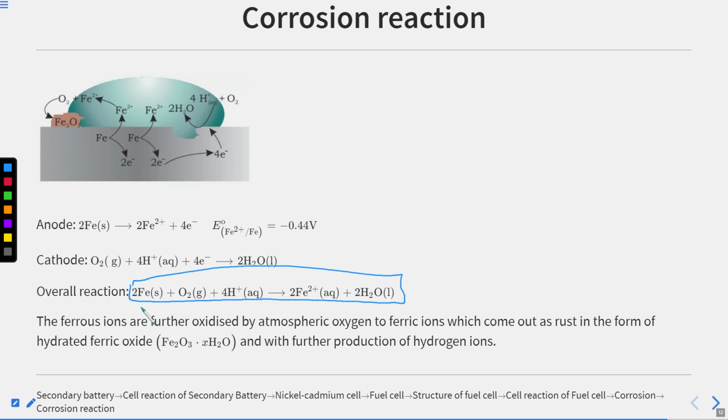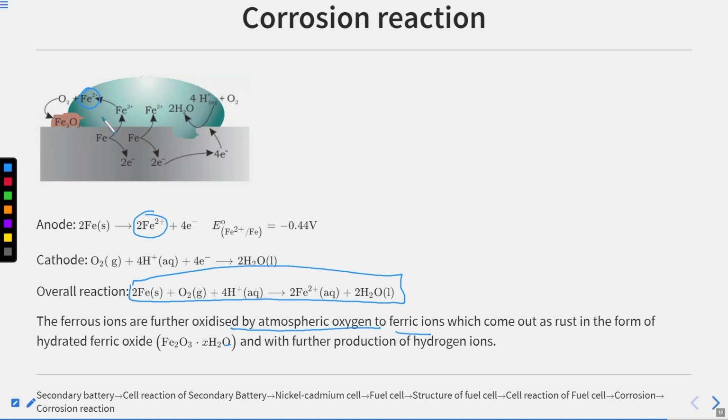Now one more thing: the ferrous ions that are produced are further oxidized by atmospheric oxygen to give ferric oxide. So this ferrous iron is produced here, and I have told you earlier that this ferrous iron further reacts with O2 and gives Fe2O3. So you must remember this point also. This is a very important point.